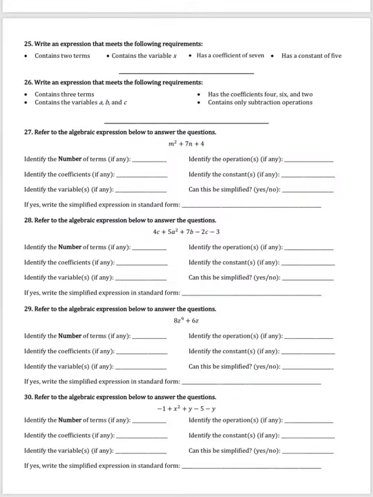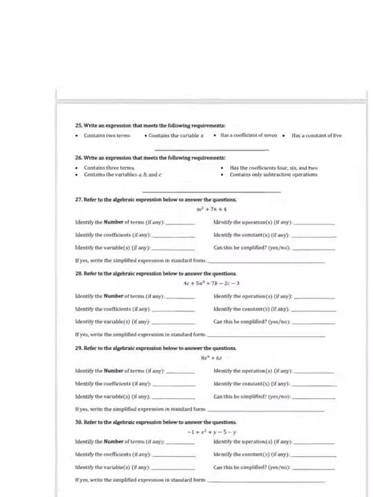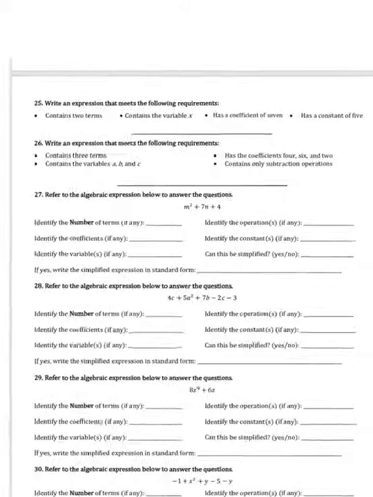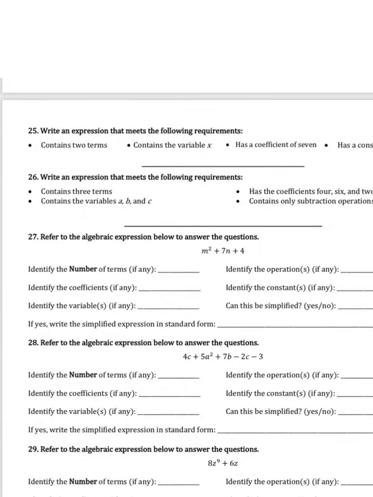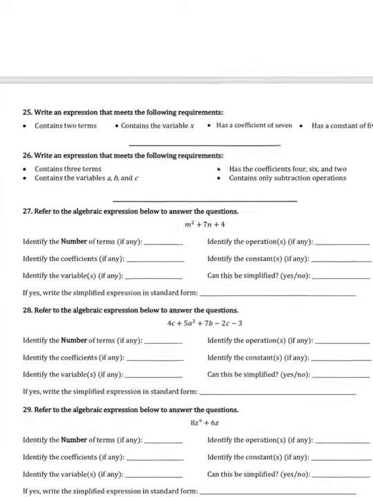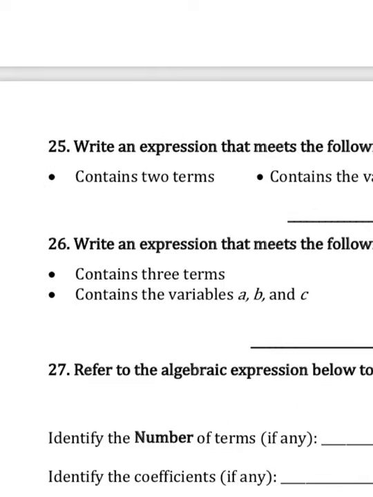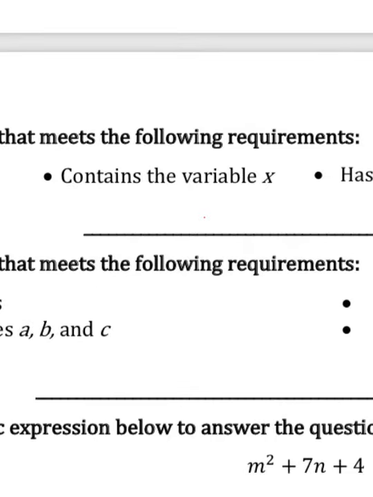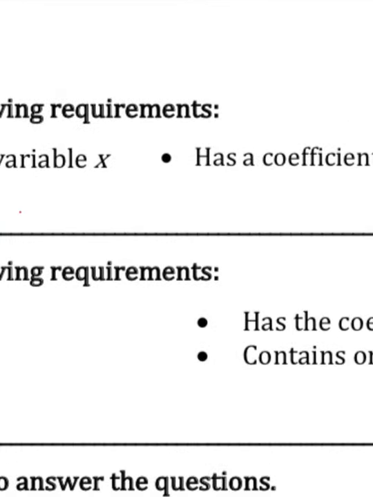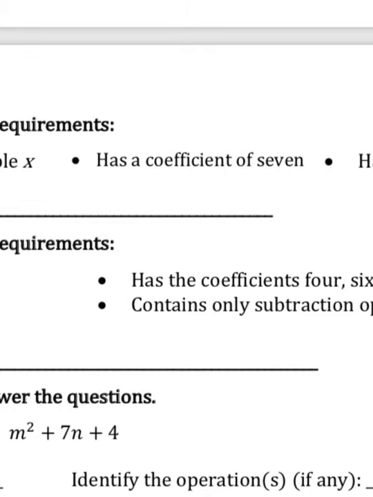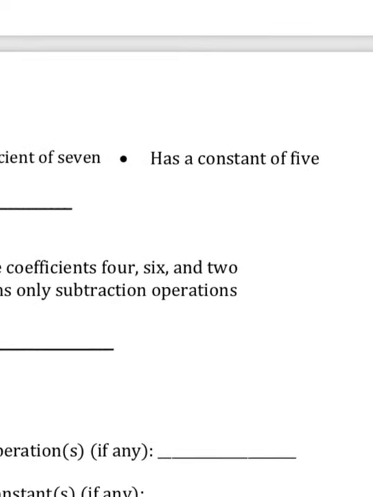Okay, that looks like a lot of reading on this page, but we can do this. We've been doing this all week. Write an expression that meets the following requirements. Has two terms, contains a variable x, and has a coefficient of 7, and has a constant of 5.